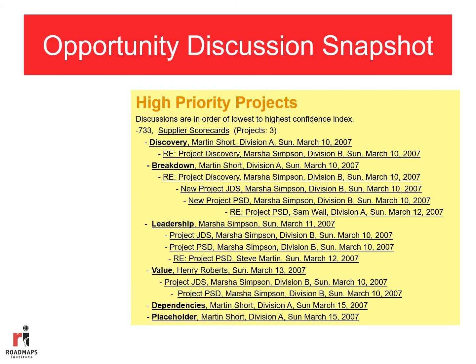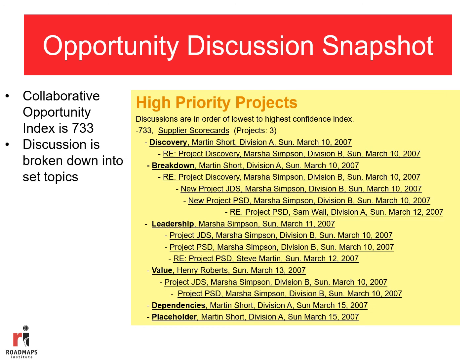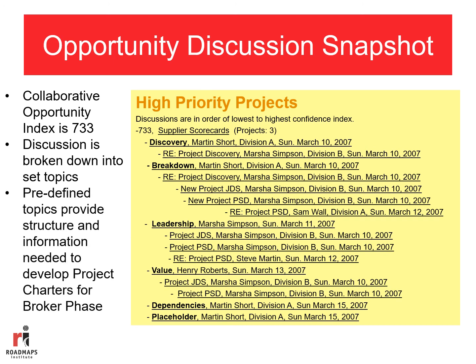Here's a snapshot view of an opportunity discussion. We showed this in the roadmap process presentation also. The Collaborative Opportunity Index is 733, in this case next to the row for supplier scorecards. The negative in front of the 733 is not actually a negative. It shows that the discussion thread is open, so that the person can see everything below it. The discussion is broken down into set topics. They're the same as in the roadmap process. These are predefined topics that provide the structure and information needed to develop project charters for the broker phase.